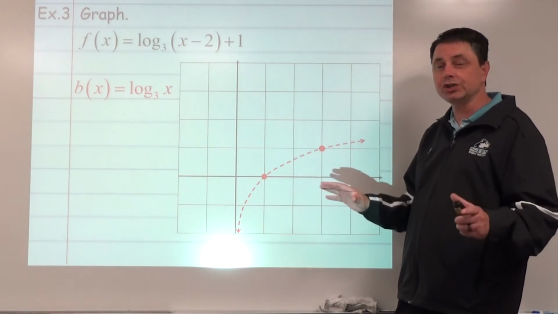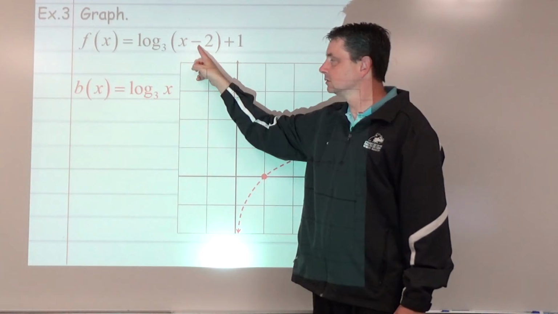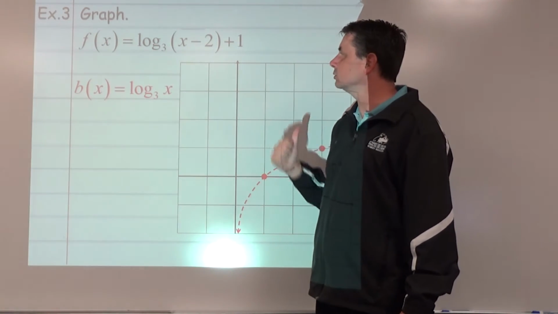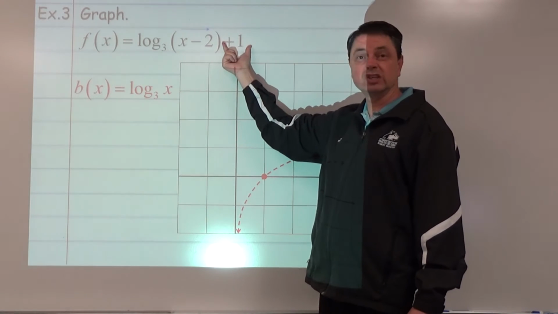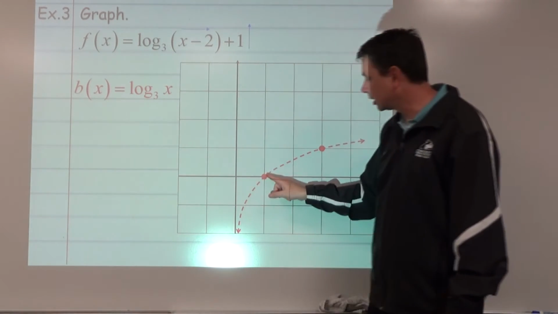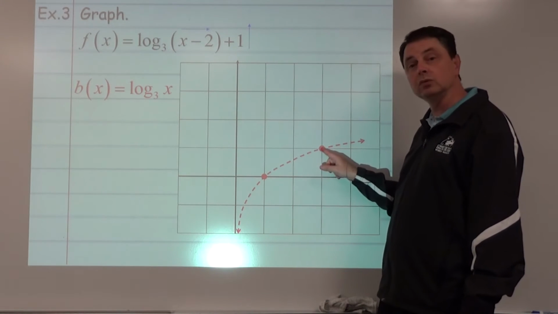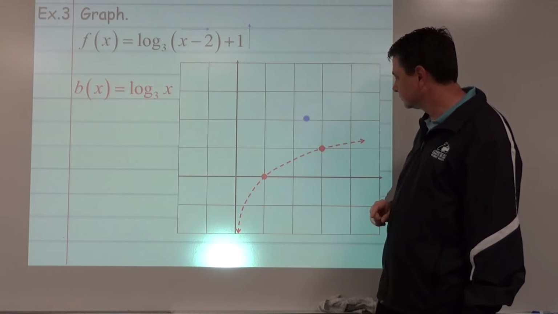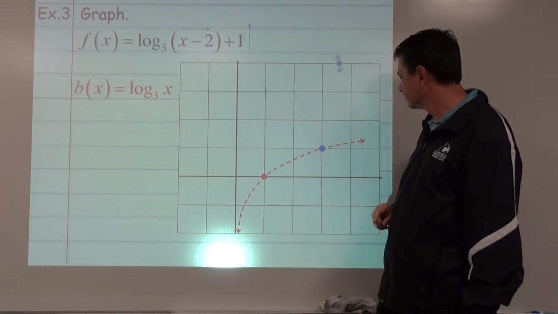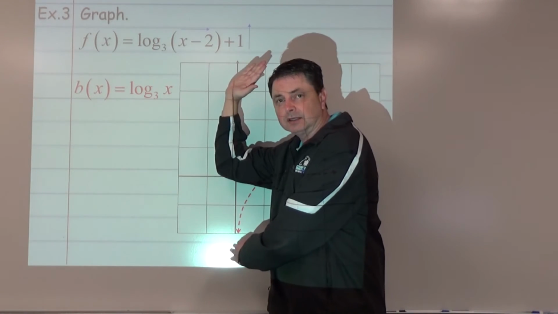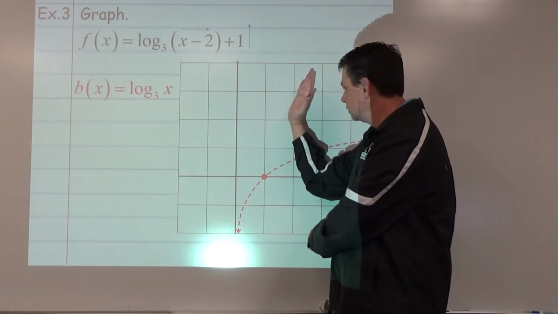Now let's shift everything. Inside parentheses, think opposite. Right 2. What you see is what you get. Up 1. So we're going to take our key points, right 2, up 1. Oh, we already got one there. That one's going to go right 2, up 1. Now we've got the asymptote, it's also going to move. So we've got this vertical line, it's going to go right 2, up 1.